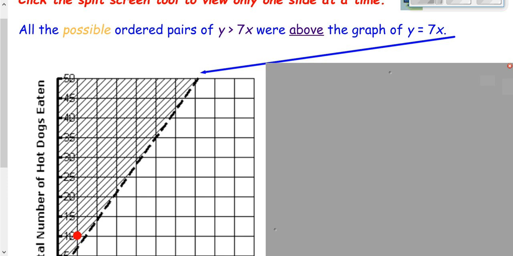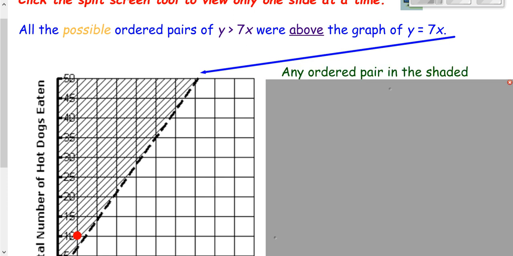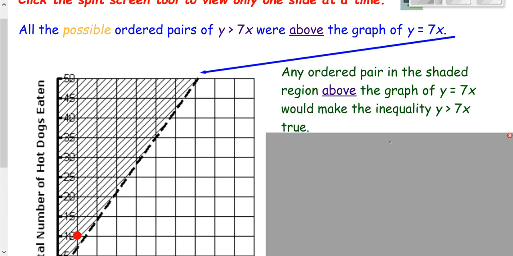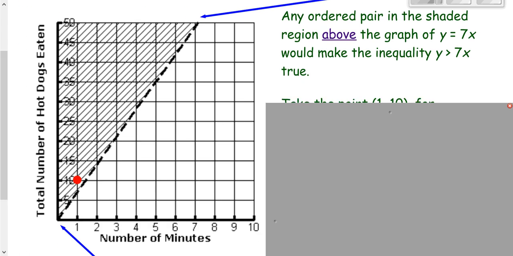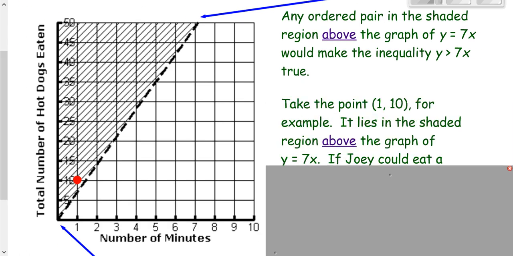Okay, so all the possible ordered pairs of y is greater than 7x were above the graph of y equals 7x. Any ordered pair in the shaded region above the graph of y equals 7x would make the inequality y is greater than 7x true. Take the point 1 and 10, for example. It lies in the shaded region above the graph of y equals 7x.